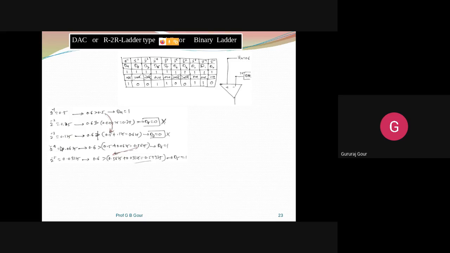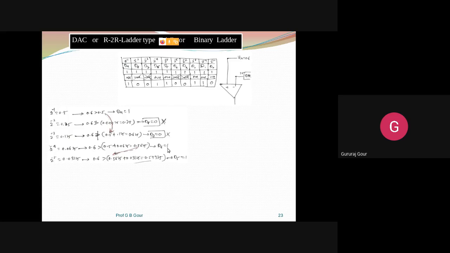Again, we are going for the next step, that is 2 to the power minus 4. That is 1 by 2 to the power 4, sorry, 1 by 16. That is 0.0625. This present weight will be added cumulatively with the weight where the last bit was set, that is the D9 bit, that is 0.5. Now if you add this, the cumulatively updated weight is 0.5625. Now we compare: 0.6 is greater than 0.5625. Then we are going to set D6 to 1.